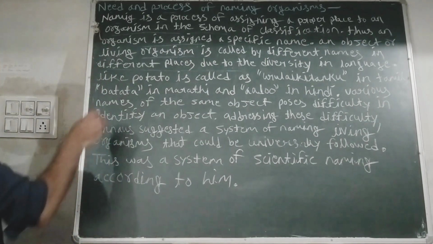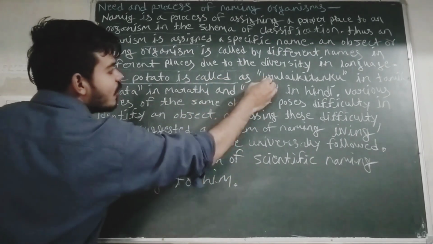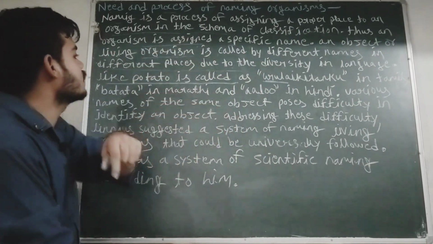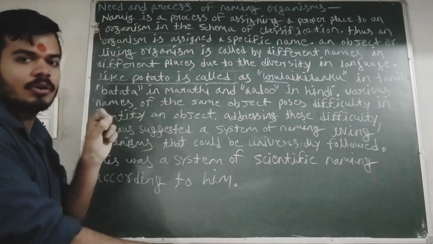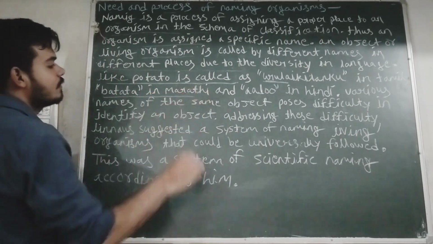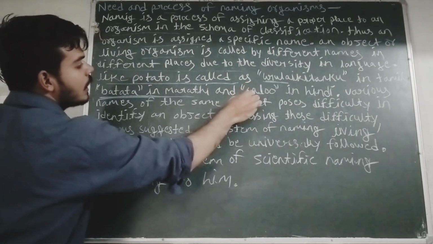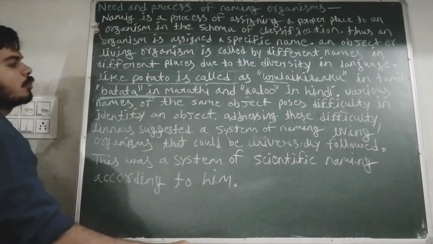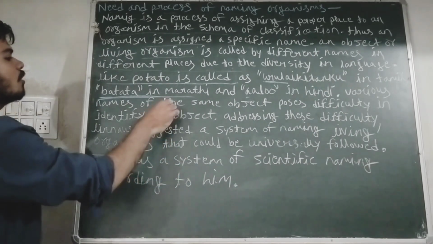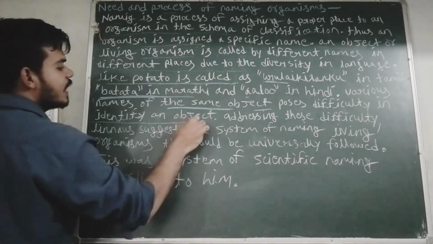For example, potato is called Urulaikizhangu in Tamil, and batata in Marathi. Batata means aloo in Marathi, and we call it aloo in Hindi. Aloo means potato. Various names of the same object make it difficult to identify the object.